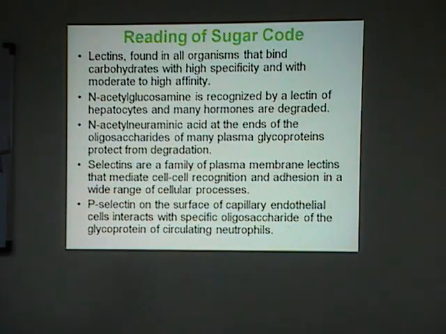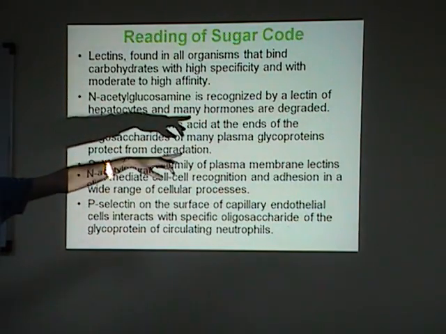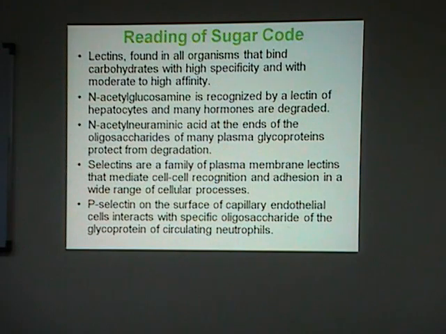N-acetylneuraminic acid at the ends of oligosaccharides of many plasma glycoproteins protects them from degradation. If N-acetylneuraminic acid is present, then it will not be taken. Understand? But in many diseases, these things become a different type of oligosaccharide. Suppose plasma glycoproteins should contain N-acetylneuraminic acid, and when there is disease, it is not N-acetylneuraminic acid, it is N-acetylglucosamine. Then what will happen?